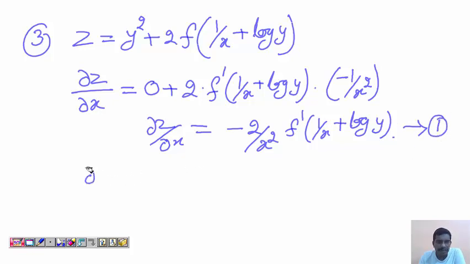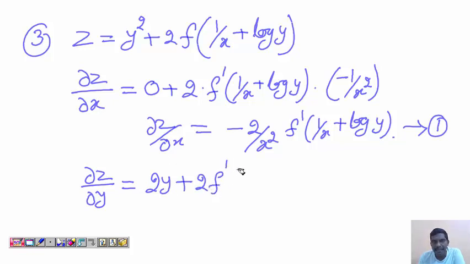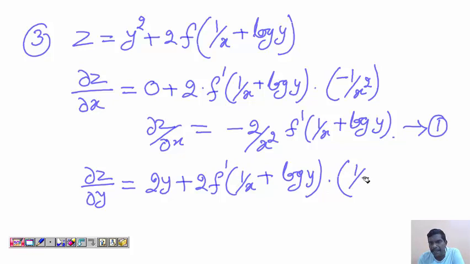Next, you differentiate with respect to y. Dou z by dou y is equal to 2y plus 2 into f dash of 1 by x plus log y, into the inner differentiation. For 1 by x it is 0, and for log y it is 1 by y. You call this equation number 2, and from these two I will try to eliminate this function.